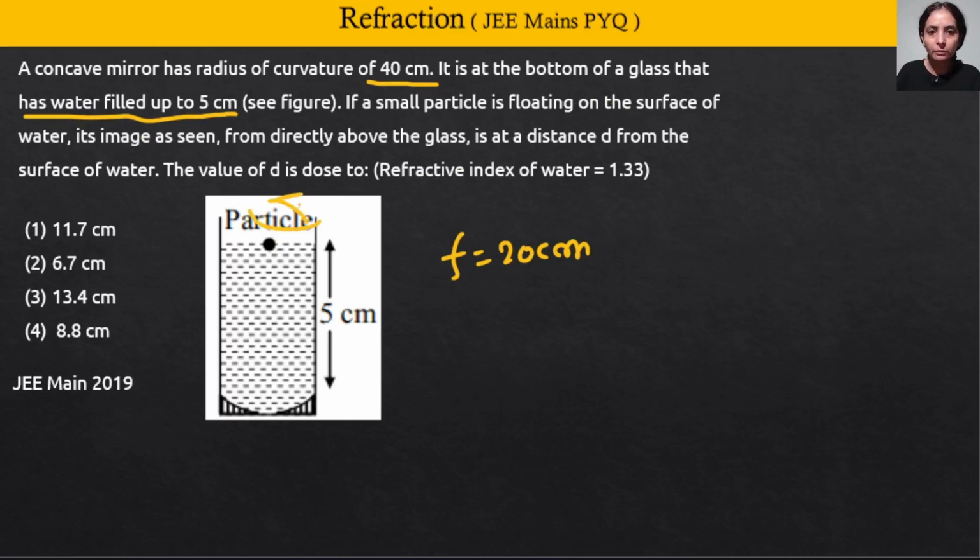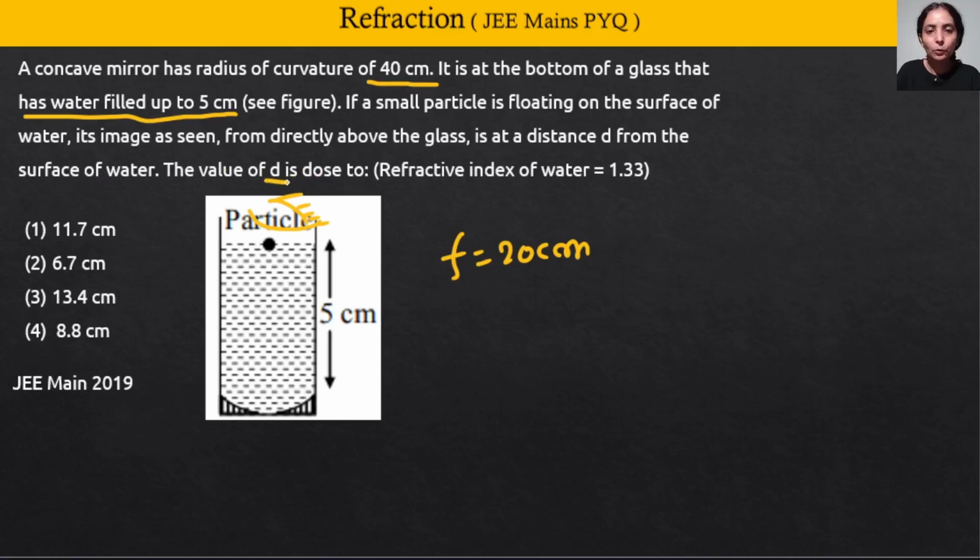So here somewhere is the observer, directly above the surface. Then directly above the glass, the image is at a distance d from the surface of water. So this person is seeing the image formed by the mirror at a distance d from the surface.